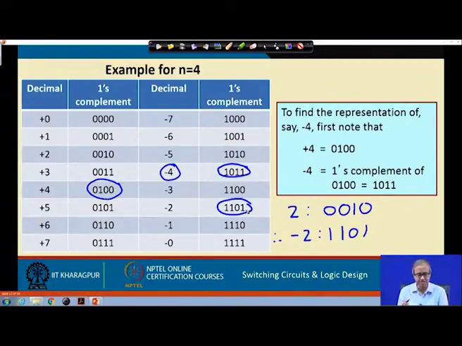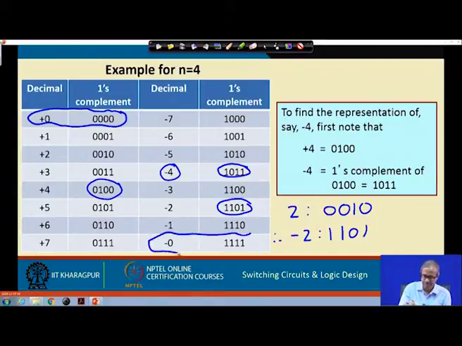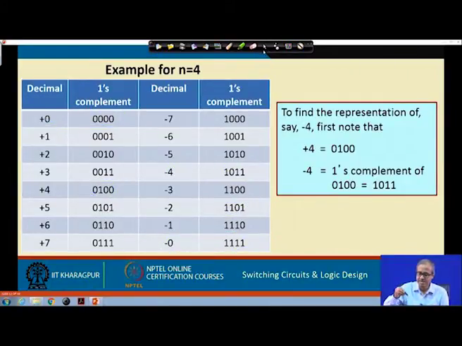So, here again you will see that there will be 2 distinct representations coming from 0. Plus 0 will be having the representation 0 0 0 0, minus 0 will be having representation 1 1 1 1, because you take plus 0 and make it negative, 1 1 1 1, both represent 0. So, here again one of the combinations is wasted, just like sign magnitude.